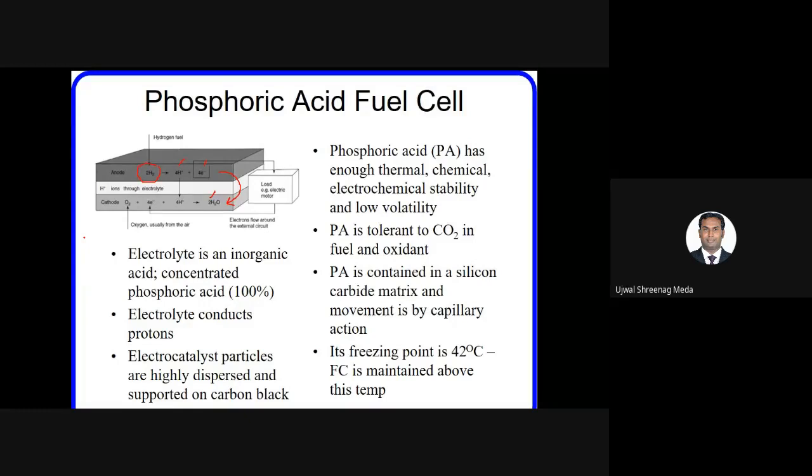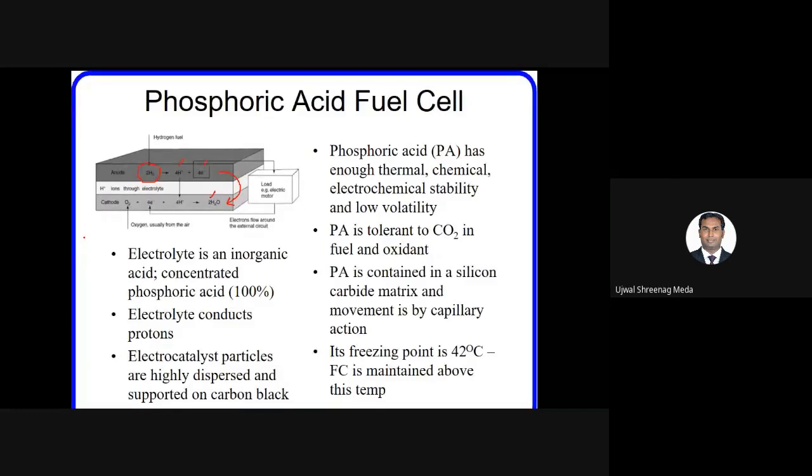If you look at the overall reaction, the fuel hydrogen reacts with oxygen, forming water. Here the electrolyte is an inorganic acid, which is concentrated phosphoric acid, that is 100% phosphoric acid. So it is not mixed with water.